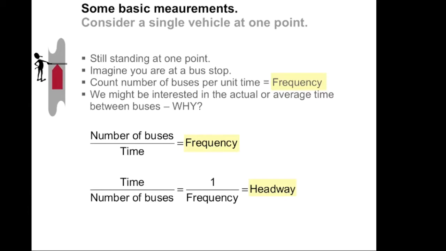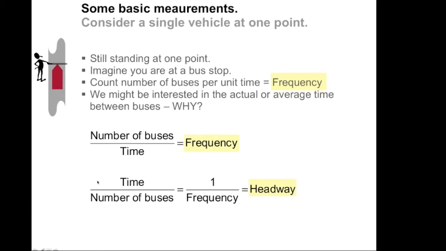In public transportation and in other forms of transportation, we're often interested in the actual or average time between buses, and you can think about why that might be. Why might you care how much time passes on average between the arrival of a bus or a train or even an airplane? So the number of buses per unit time we call frequency.